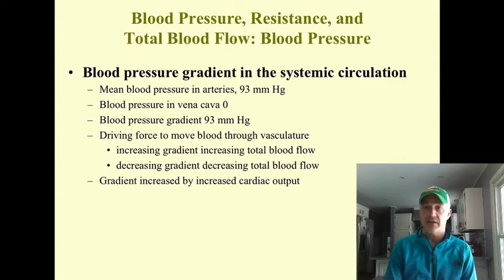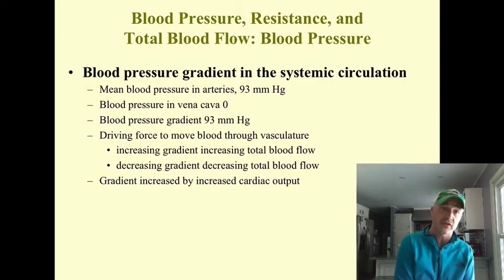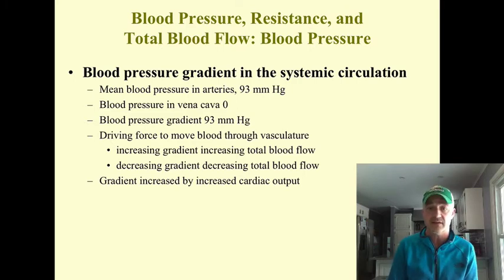Again, there is definitely a gradient in this. Like I said, the mean arterial pressure is going to be highest close to the heart, about 93, and as we move throughout the vessel system, it's going to drop lower and lower. It is this difference in gradient, higher pressure pushing fluid to areas of lower pressure, that is going to move blood throughout the system.